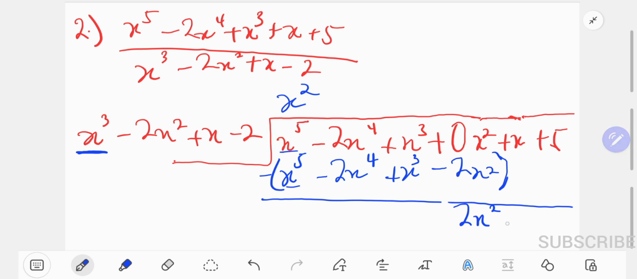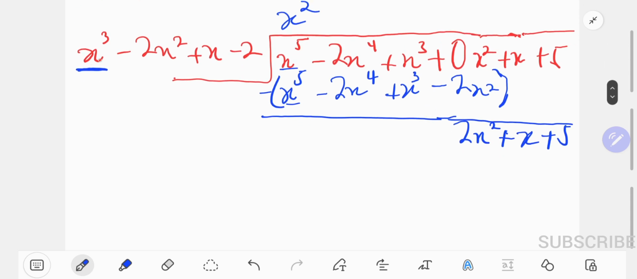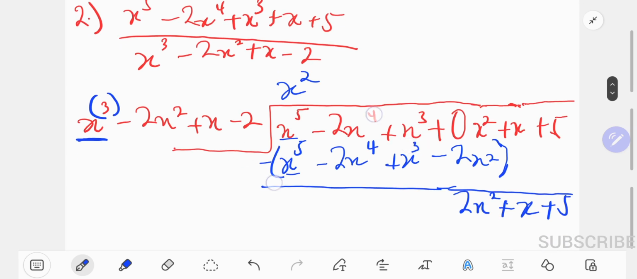Then we can proceed and add our remaining terms. So plus x plus 5. So this is what we are having. Now we are going to end here because the highest power of our divisor here is 3, but the highest power of our remainder here is 2. Okay, so that means we can no more divide it again. So we are going to leave it here. So this is what we are now having.